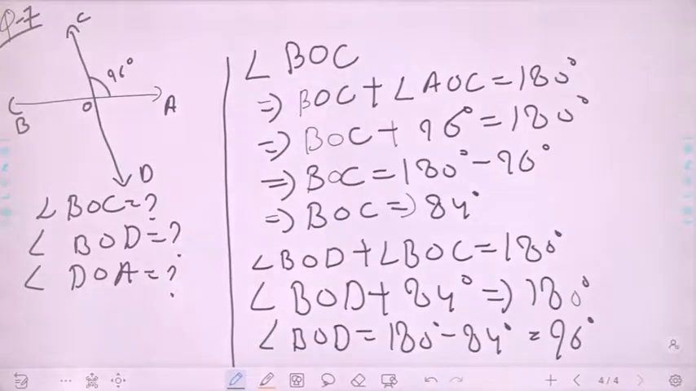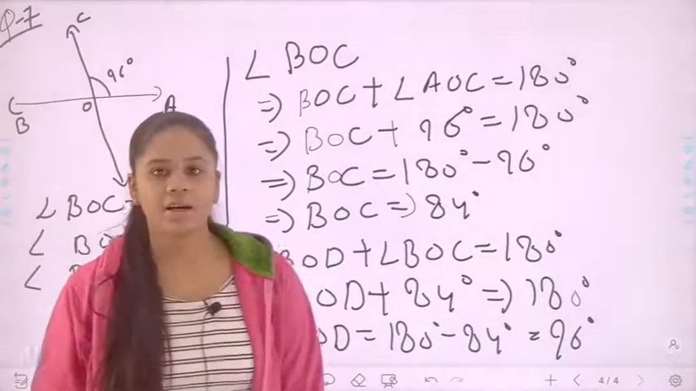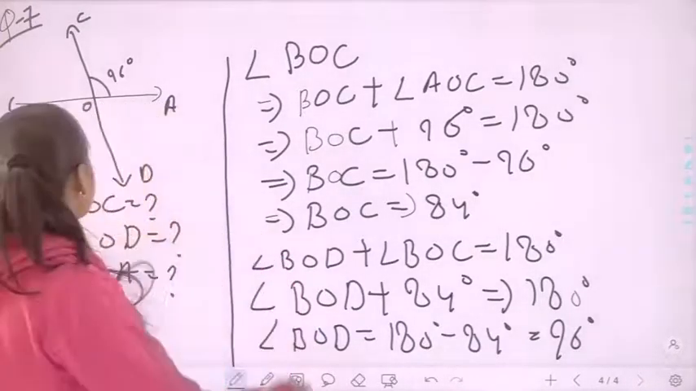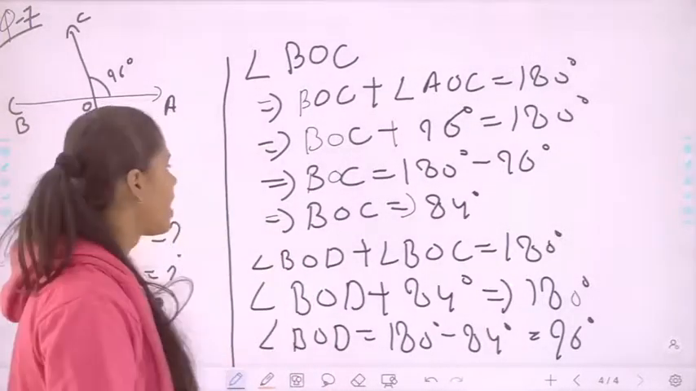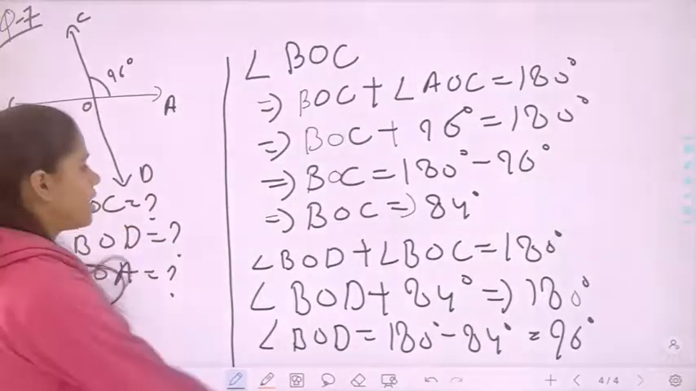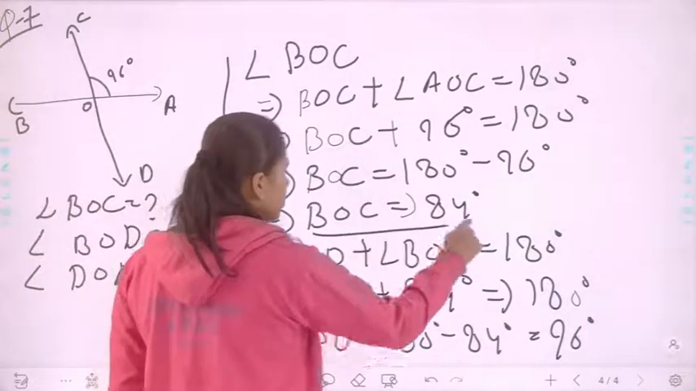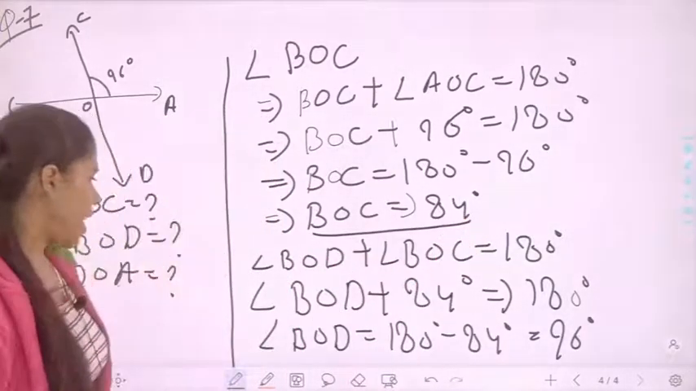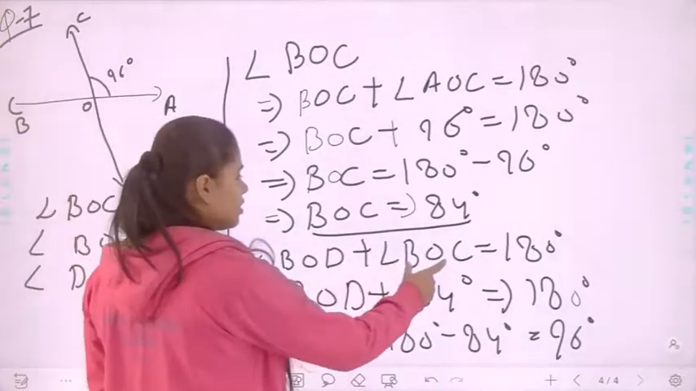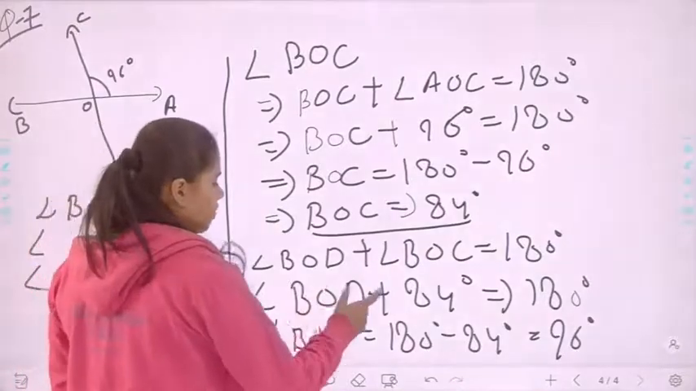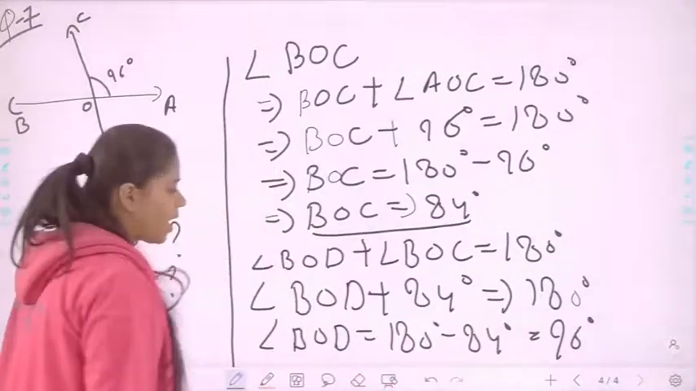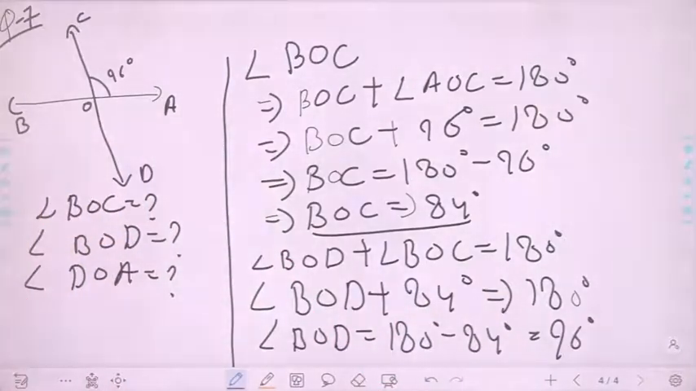Okay students, angle BOC plus angle AOC is equal to 180 degree. Angle AOC is given to us, that is 96, and BOC we have to find, that is 180 degree minus 96. BOC is equal to 84 degree. Next, BOD plus angle BOC is equal to 180 degree. Now BOD plus 84, 180 minus 84 degree, it will be 96.